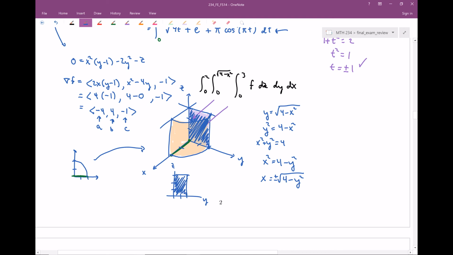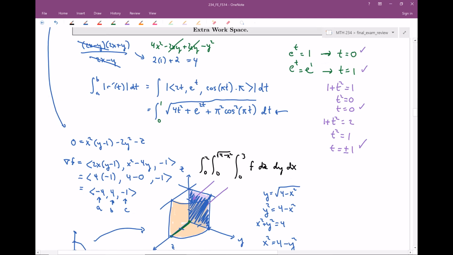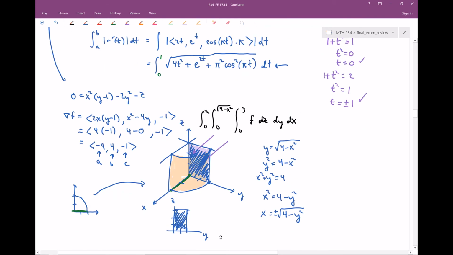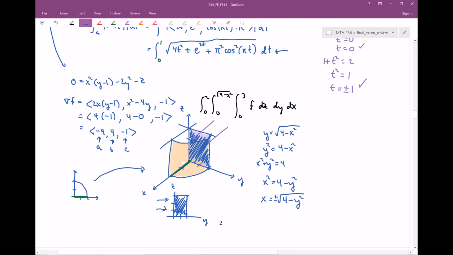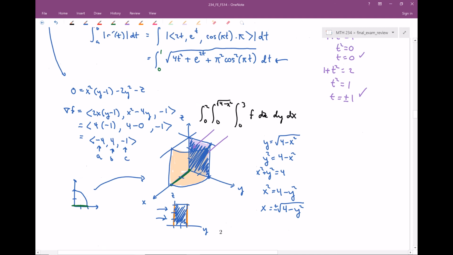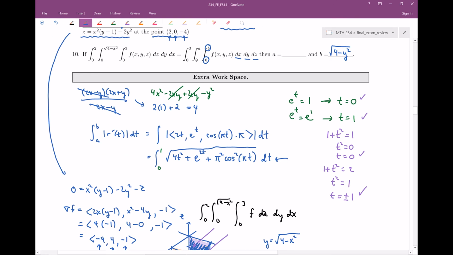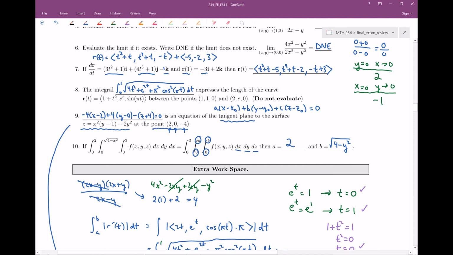So in this case, it looks like my upper limit of integration for y should be 2. Next up, I'm integrating with respect to y, so I'm traveling in this y direction. I enter through y equals 0. That's the straight up and down region right here. And I leave through y equals 2, again a nice straight up and down region. So we already knew 0, but now we know 2. So at a equals 2 and at b equals the square root of 4 minus y squared, those are my answers for problem number 10.